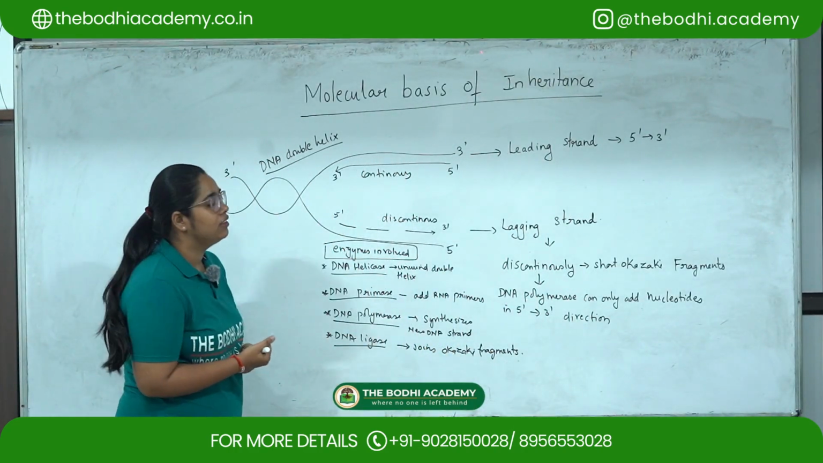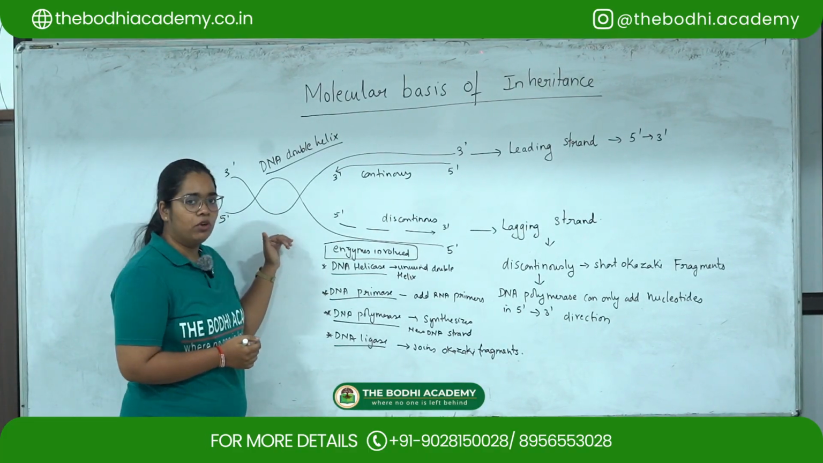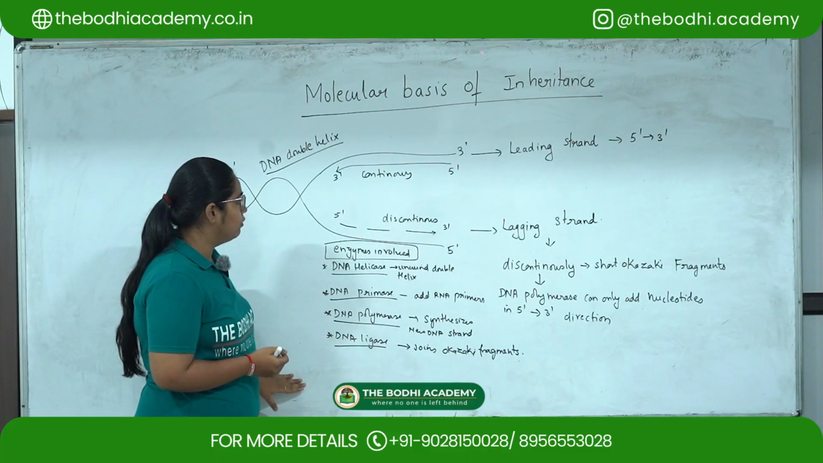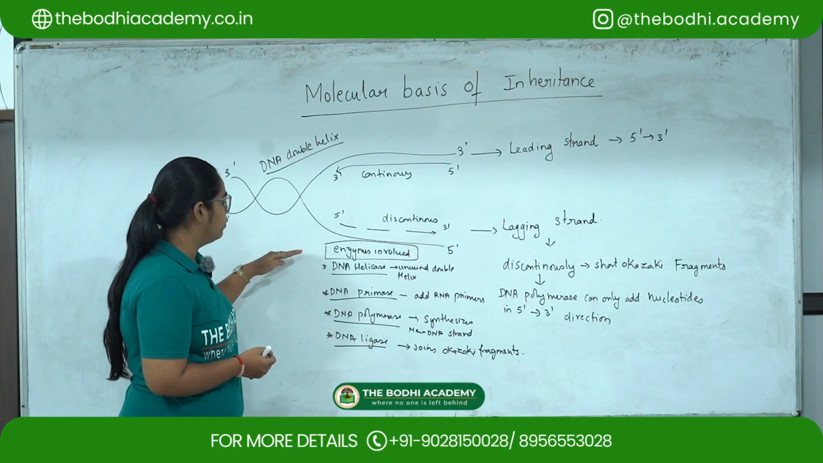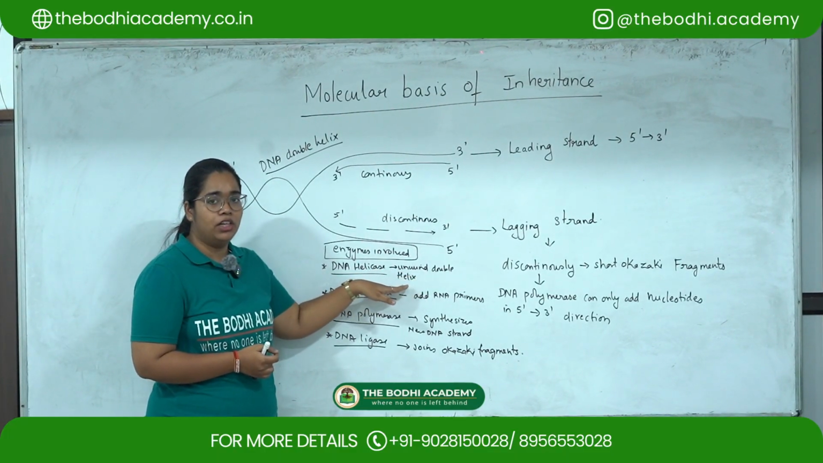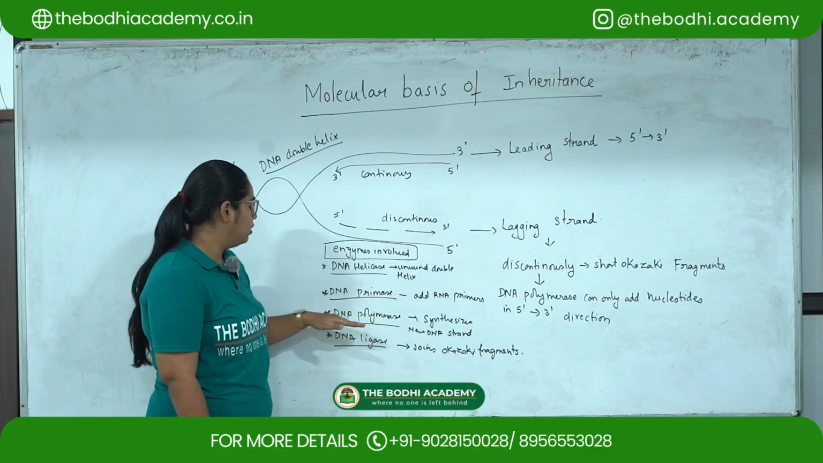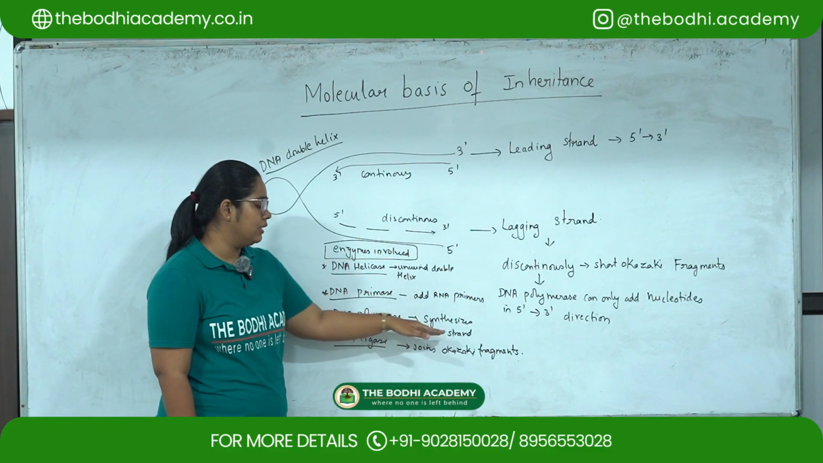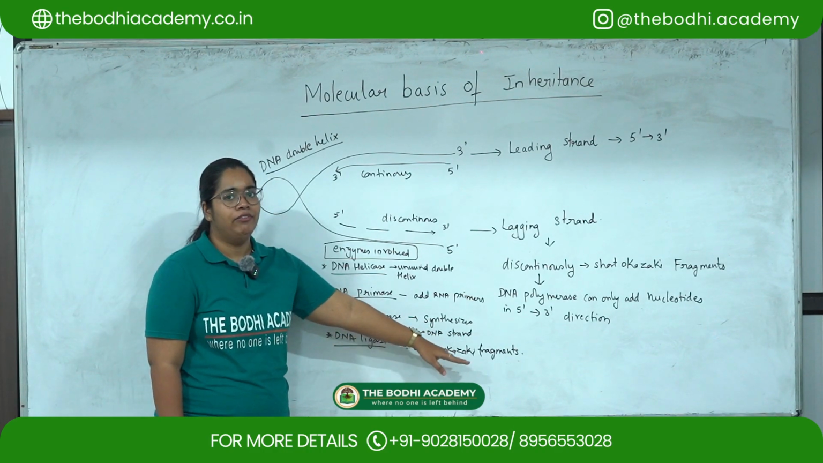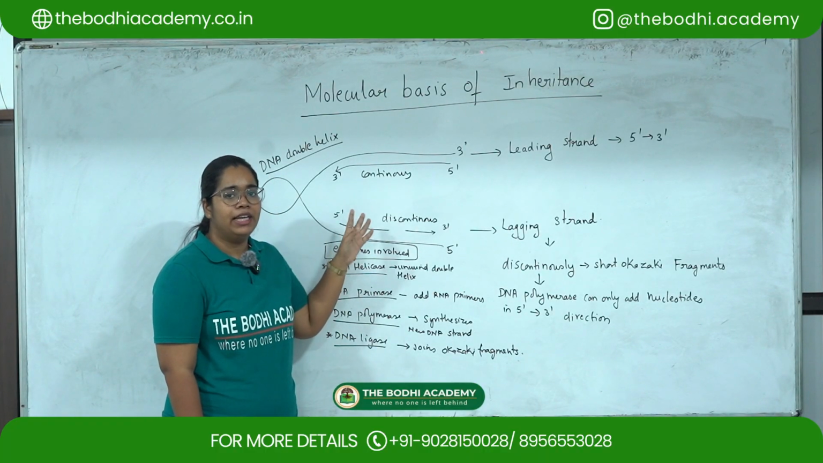So DNA replication is a semi-continuous model. This is a DNA structure, a double helix DNA. The enzymes involved in the process of DNA formation are DNA helicase, which helps in unwinding of the double helix; DNA primase, which helps in adding RNA primers; DNA polymerase, which helps in synthesis of the new DNA strand; and DNA ligase, which helps in the joining of Okazaki fragments. So basically these are the enzymes involved in DNA replication.